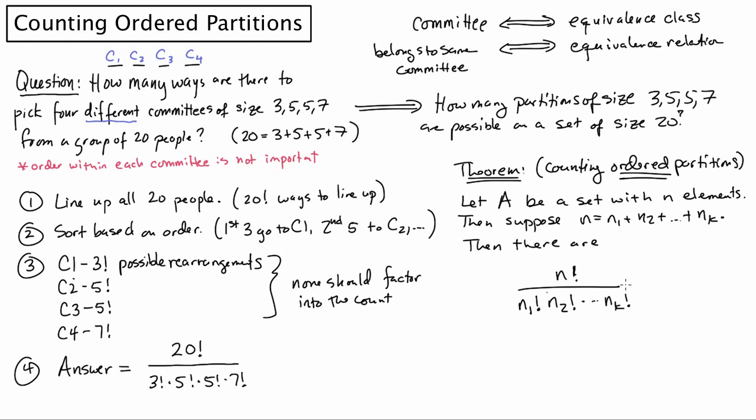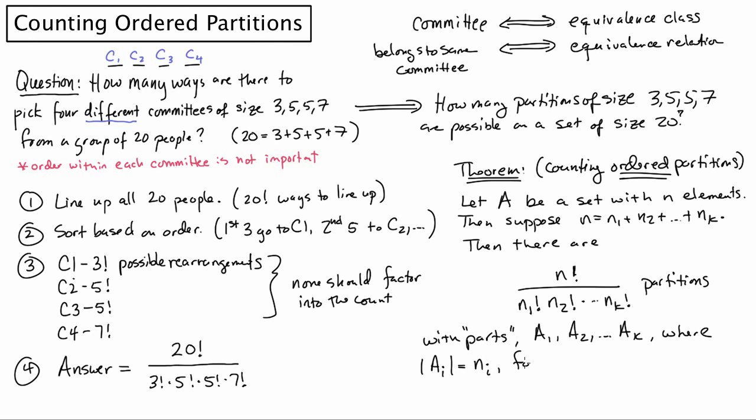That's how many partitions. There are this many partitions of the form A1, A2, so on to Ak. These are the parts. Partitions with parts A1, A2 to Ak, where the size of each A sub i is equal to n sub i for i equal to 1, 2, all the way up to k.